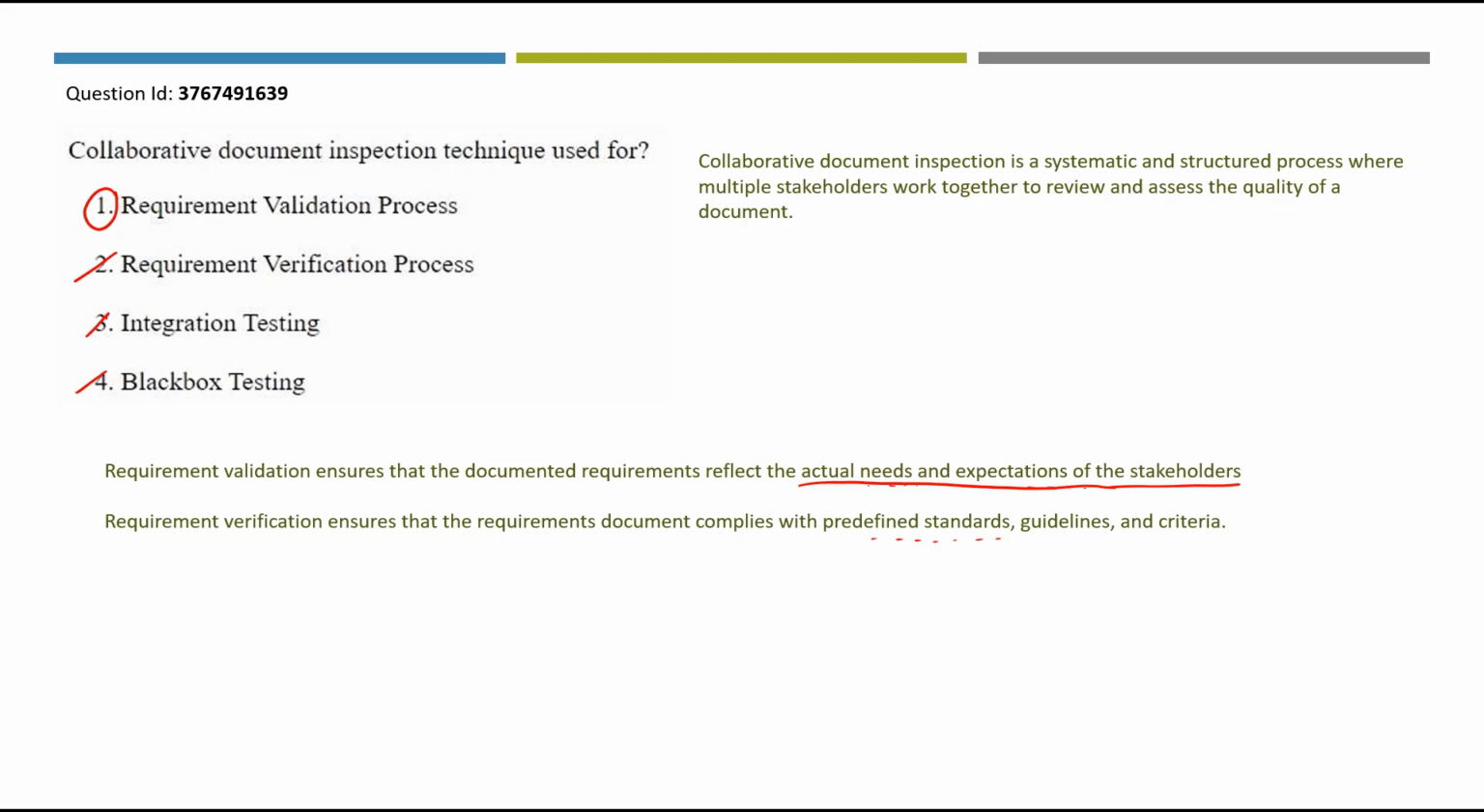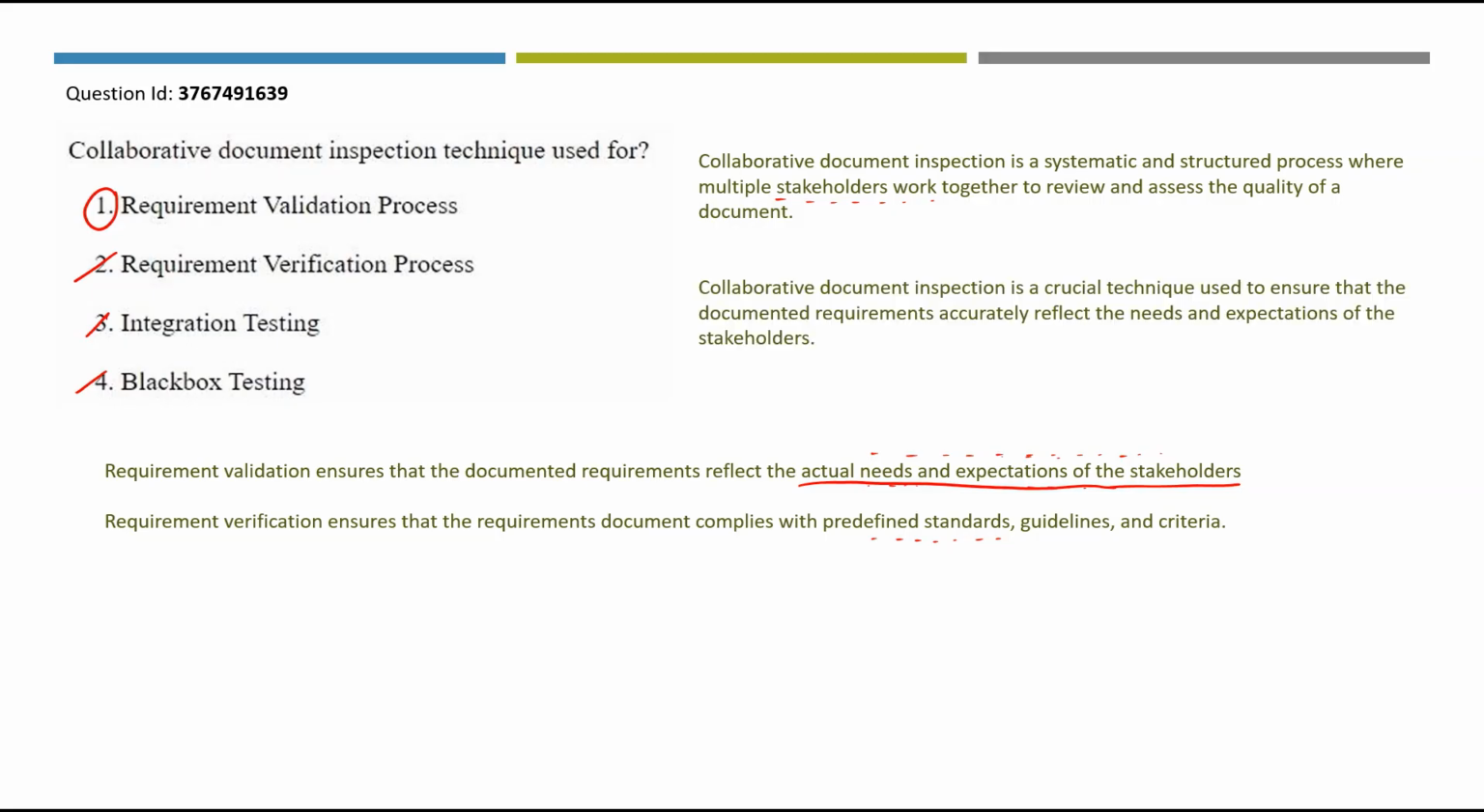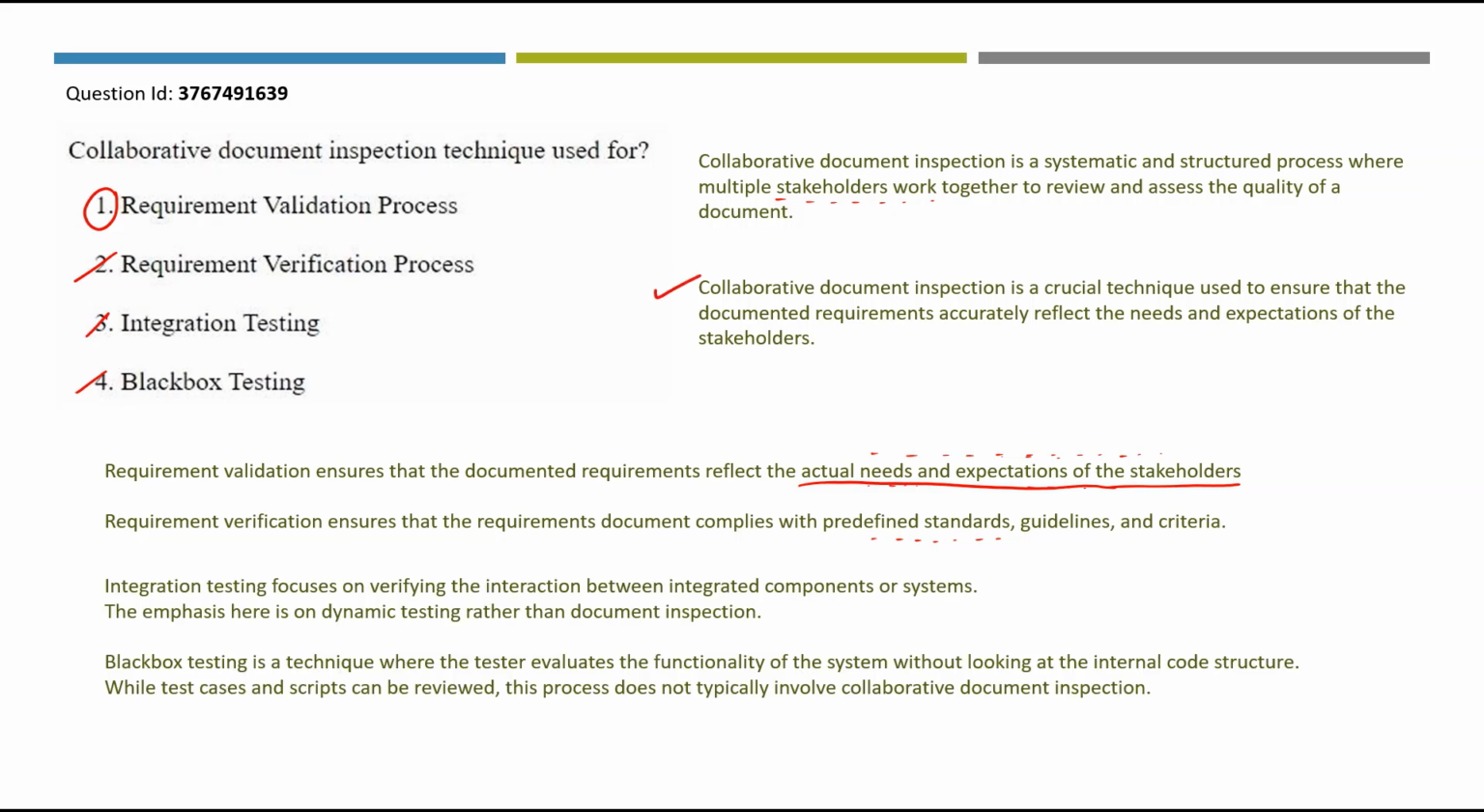But here in validation process, they say multiple stakeholders work together, which is actually matching with this particular statement here, reflecting the actual needs and expectations of the stakeholders. Stakeholders in the sense people who are involved in the projects. You can take it in a broader aspect. Collaborative document inspection is a crucial technique used to ensure that the documented requirements accurately reflect the needs and expectations of the stakeholders. What about integration testing and black box testing?